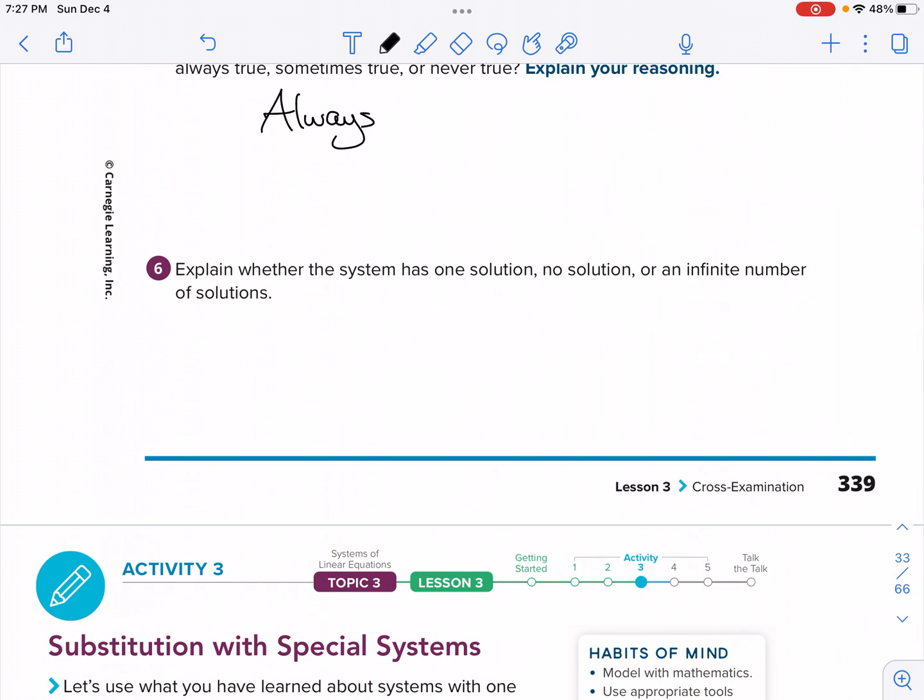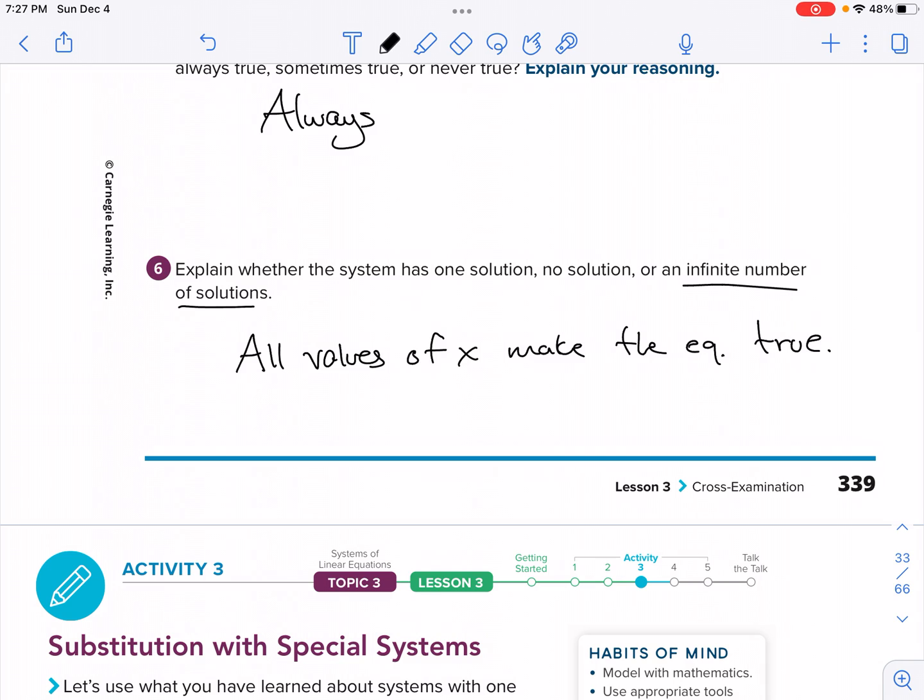And number 6, explain whether the system has one solution, no solution, or an infinite number of solutions. I'm just going to underline this one here. It's an infinite number of solutions because all values of x make the equation, we'll abbreviate, true.